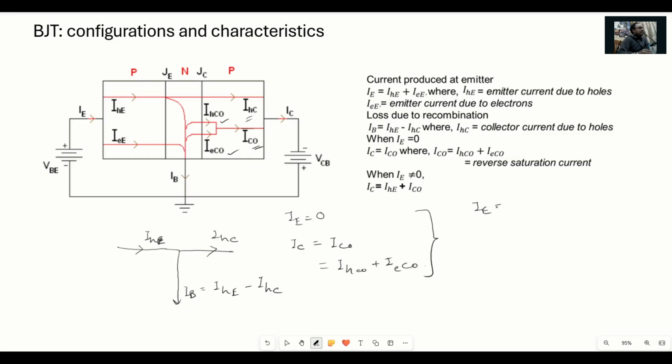Now if we have the emitter current positive, that means greater than 0, then what will happen? The IC current will have two components. The first one will be IHC and ICO. Now the IHC component is equal to IHE, considering IB current to be 0. So this equation we can write as IHE plus ICO. This becomes the equation for the transistor for various configurations. So what are the various configurations? We'll be coming to that now.